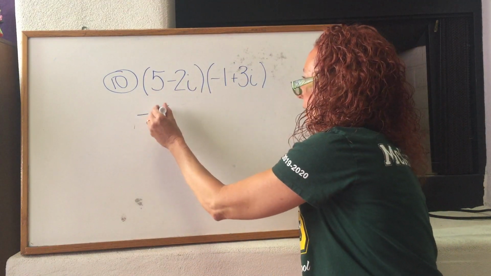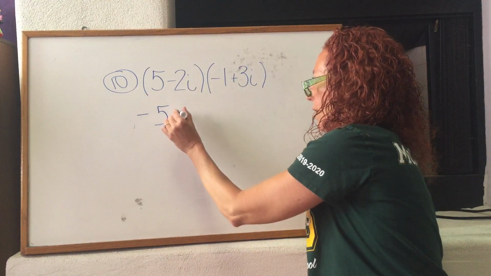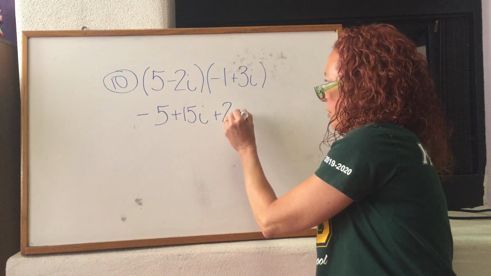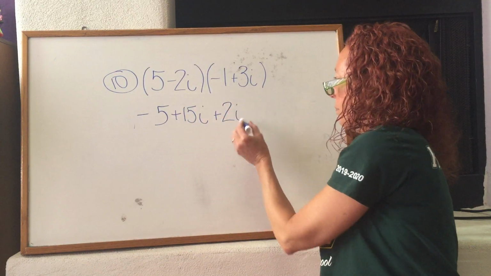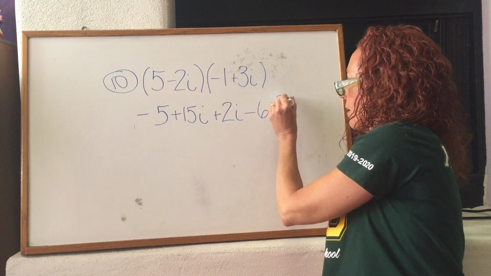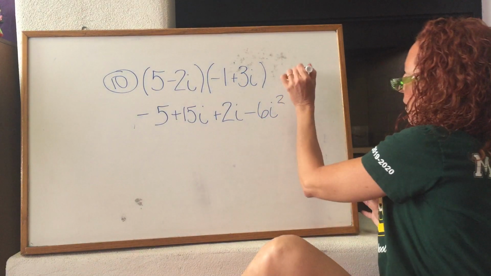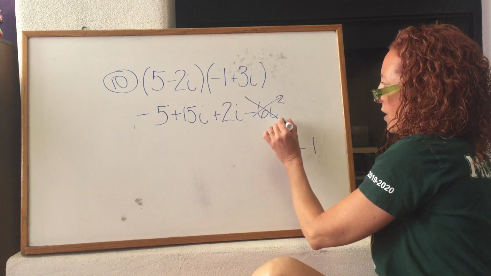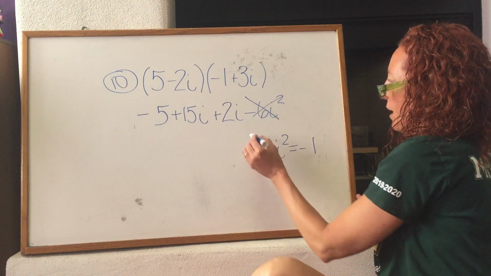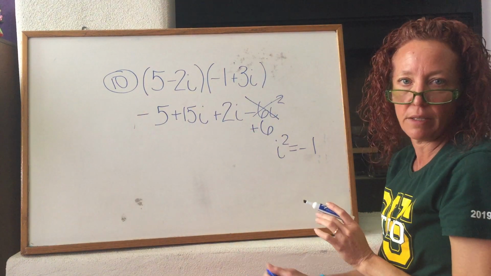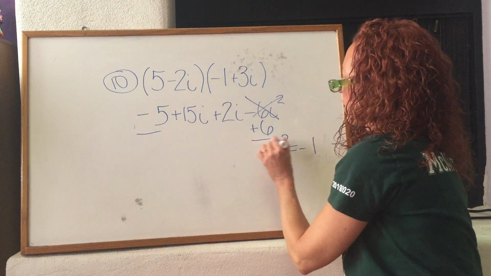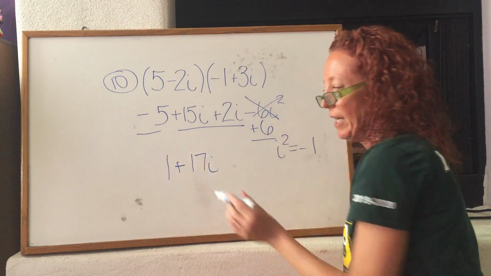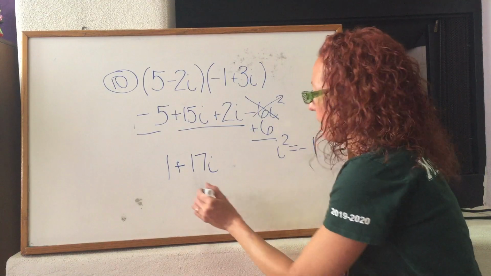So 5 times negative 1 is negative 5. 5 times 3i is 15i. A negative times a negative is a positive 2i. And a negative times a positive is a negative 6i squared. However, remember that i squared is equal to negative 1, so that's going to change this sign, because that negative 6 times that negative 1 will change this to a positive 6. And so I have like terms here, 1, and I have like terms here, plus 17i, which makes the answer D.